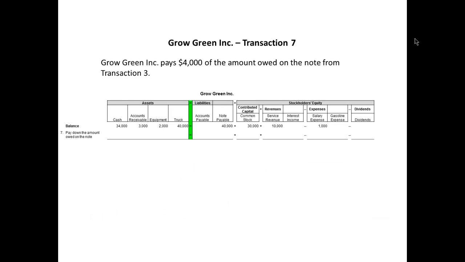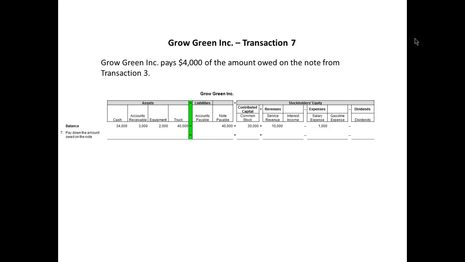We'll record 10 transactions in all, so 4 more to go. In transaction 7, Grow Green pays down $4,000 on the note that it signed in transaction 3 when it bought the truck. The 2 accounts affected are cash and note payable. The truck account is not affected because Grow Green does not have any more or any fewer trucks now than it did before this transaction.